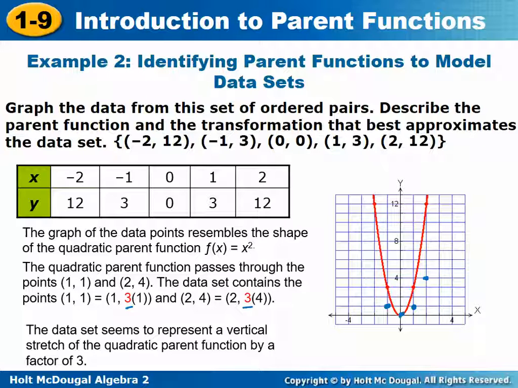Now, they say seems to because we only have 5 points here. Maybe it does something different in the outer reaches of this graph. But from what we can tell so far, it looks like a vertical stretch by a factor of 3 of the quadratic parent function.